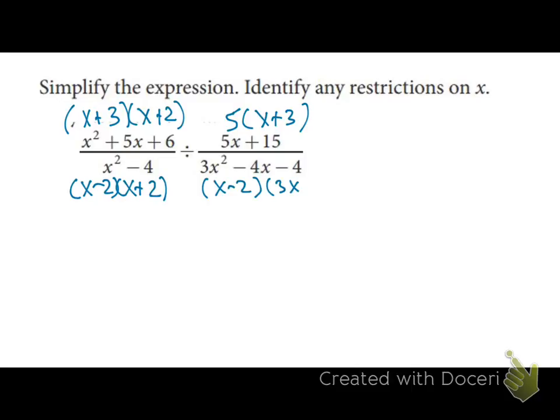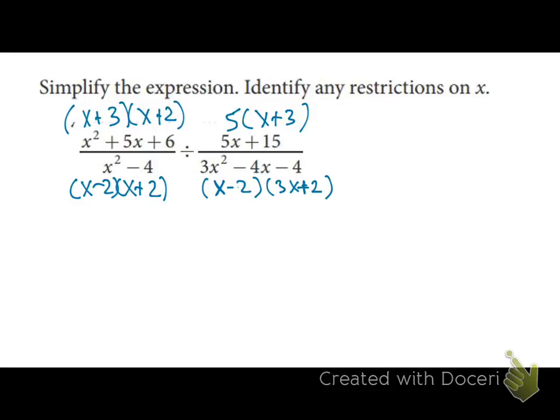3x minus 2. One of these has to be a positive. x plus 2 is x plus 2. Wait, why isn't it plus 2? Okay, so we have 3x minus 2 and the 3x plus 2. Is that correct now? Okay. So now give me the restrictions. How is it 3x plus 2?